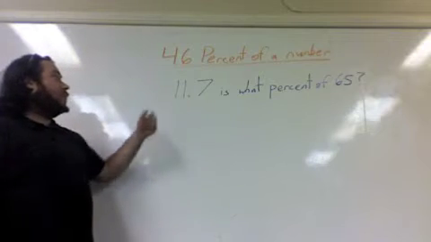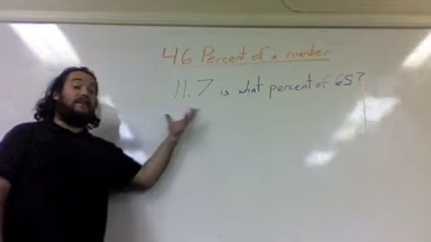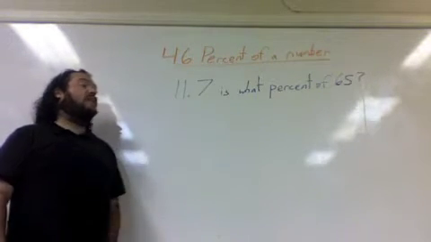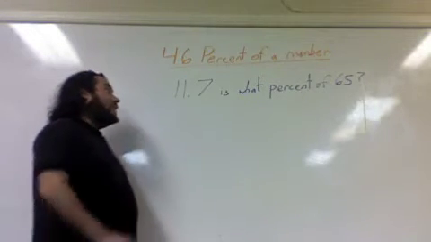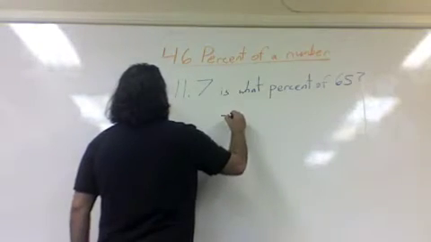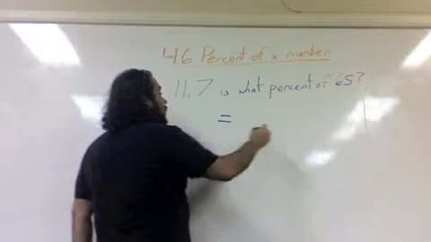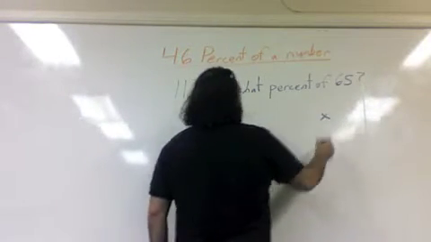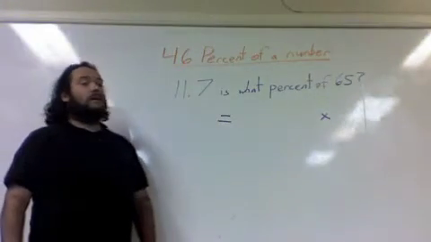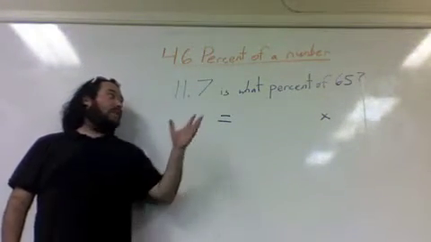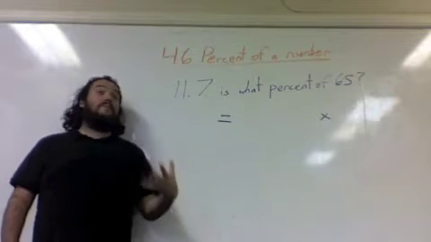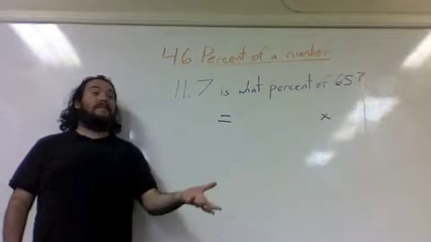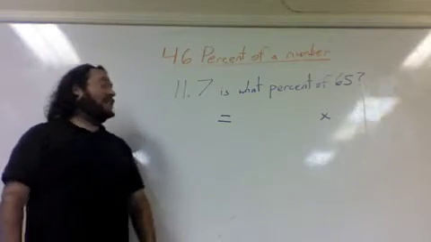Again, take a look at this problem up here. 11.7, 11 and 7/10, is what percent of 65? We know what these words mean, right? Is is our equal sign, of is our multiplication symbol. This time though we've got these two extra words in the middle. What percent? Now obviously what means that's the thing we're looking for. That's our goal, that's what we're trying to find, that's our blank.